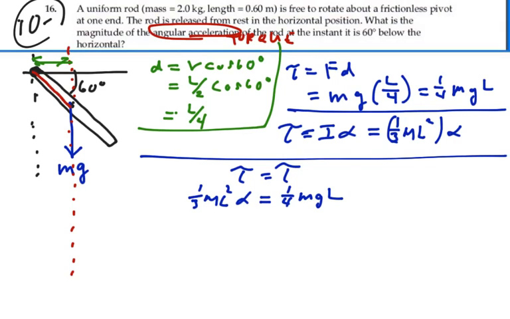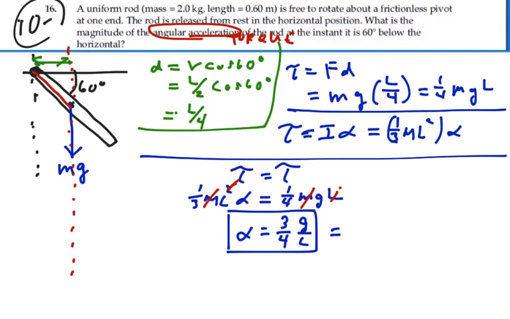As we look at this, the m's cancel out, and one of the L's cancel out. And solving for the angular acceleration alpha, we have alpha is equal to 3 divided by 4 g divided by L. That is our angular acceleration at this moment for this rod. And that, using the values that we have, is equal to 3 times 9.8 over 4 times the length of the rod, which is 0.6.